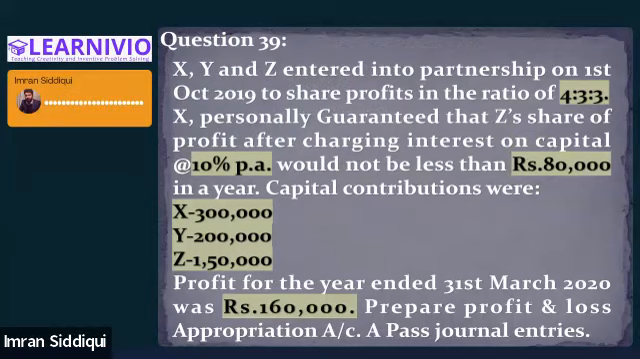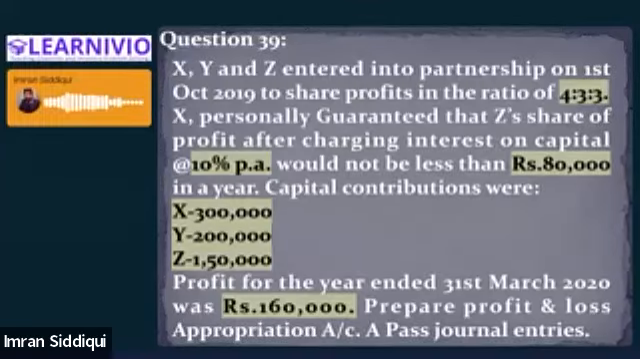All right, so let me read this question for you. It says X, Y, and Z entered into partnership on 1st of October 2019 to share the profit in the ratio of 4:3:3. X personally has given a guarantee to Z that profit after charging interest on capital at the rate of 10% per annum would not be less than 80,000. So basically, X is guaranteeing Z that he will get a profit of at least 80,000 apart from the interest on capital. That means he will be receiving interest on capital as well, but apart from it, he is assured of getting 80,000 as profit. And this is the guarantee given by only X.